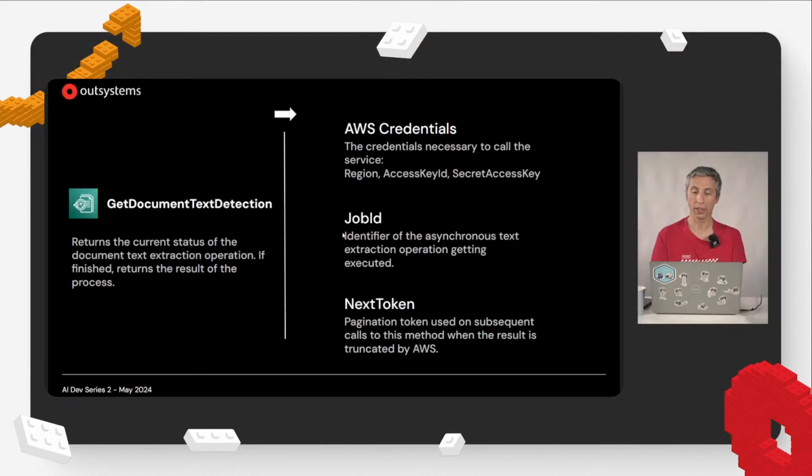So whenever we need to use these connectors, if you noticed, we always have the AWS credentials as an input parameter. What this means is that to use these services, not only do we need to have an AWS account, but we need to have access to the services. One of the things that we need is the region to be used, and also the access key.